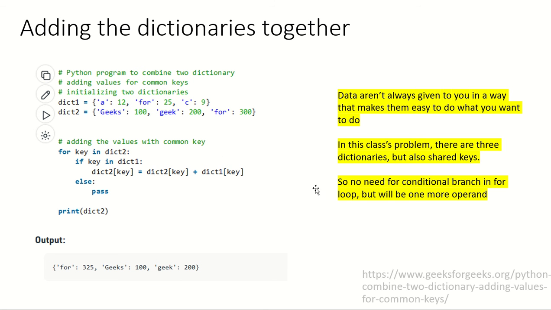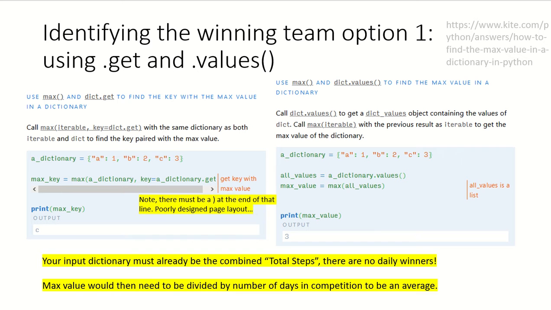This is still an important thing to do, something I kept in the exercise, just because data aren't always given to you in a way that makes them easy to analyze. So they could be added day to day. You could have these 3 dictionaries, but in order to identify the total winner of the event, you will need to add them together. So for identifying the winning team and the average number of steps, there are two options.